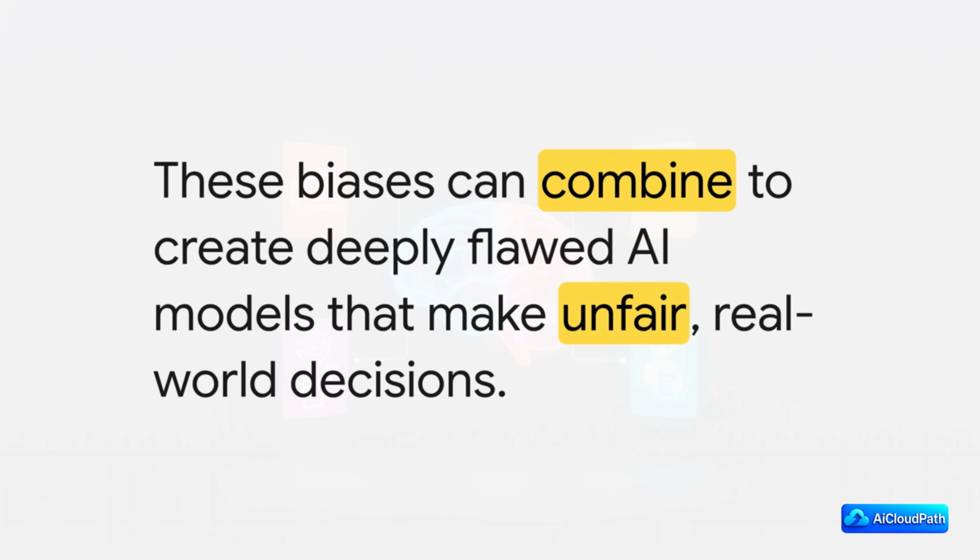And here is the absolute key takeaway. These biases almost never happen in a vacuum. They pile on top of each other. They compound. It's like a dangerous snowball effect. Just imagine an AI that was trained with faulty data, from a skewed sample that was then filtered through a human's own biased lens. The result is a deeply, deeply flawed AI that's out there making real-world decisions, and unfair ones. We're talking about everything from who gets approved for a loan to who gets the right medical care.